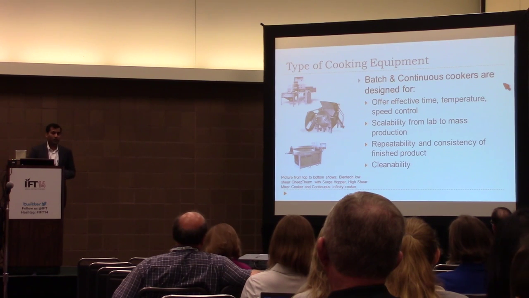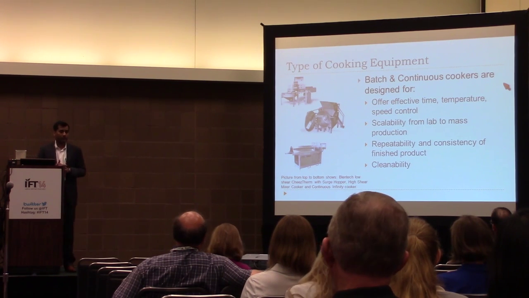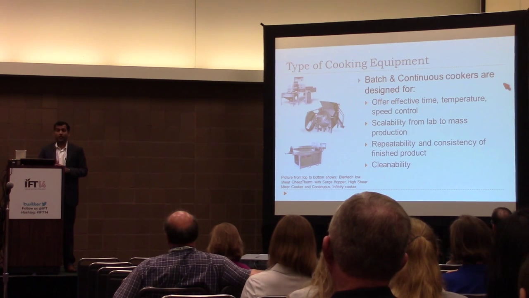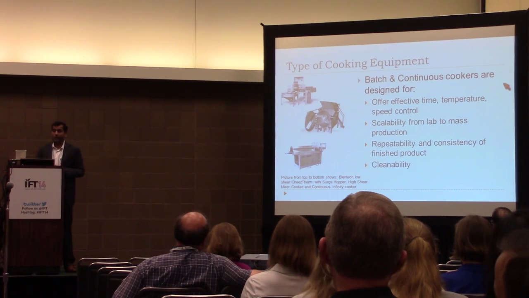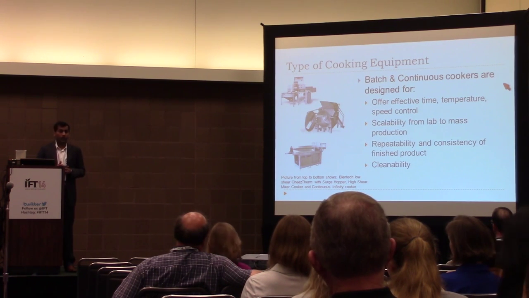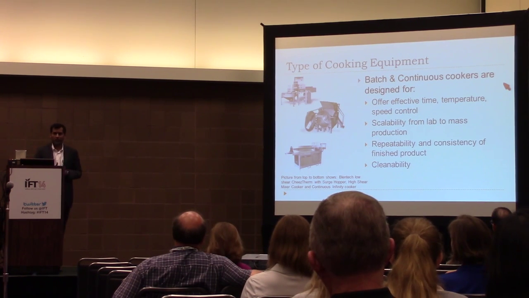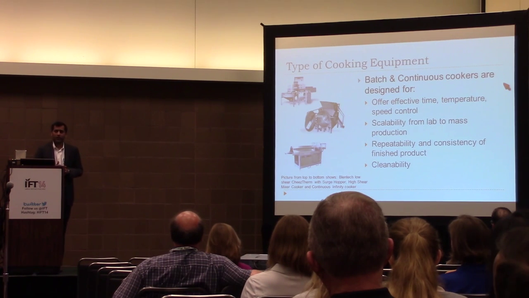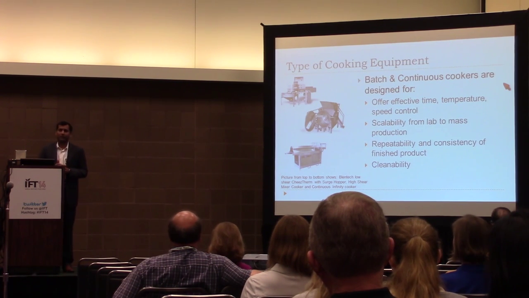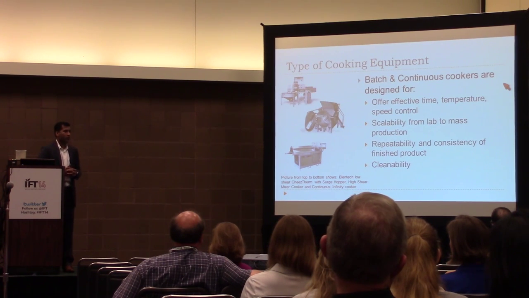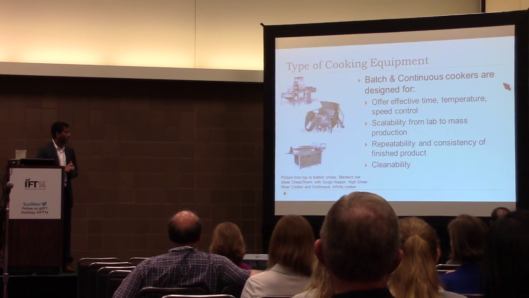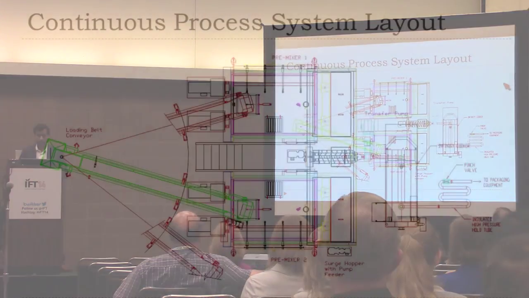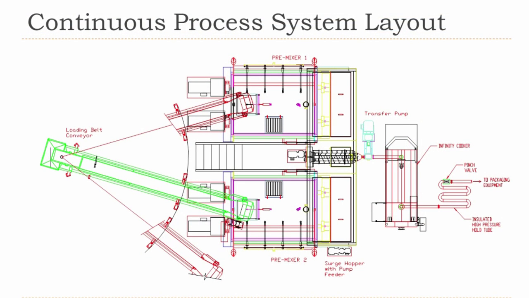Repeatability and consistency is one of the biggest issues which processors face, and it's important that those machines can regulate and are automated to handle the product, and that's what accounts for the consistency of the finished product. Cleanability is one of the biggest challenges all processors have. And there are several design features which equipment manufacturers incorporate into the machine in order to make them more sanitary and cleanable. This is a typical layout of a continuous process system.